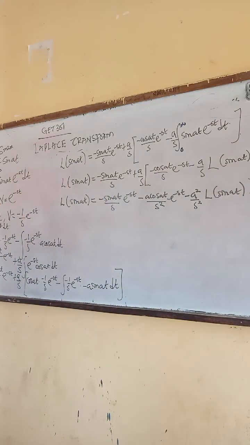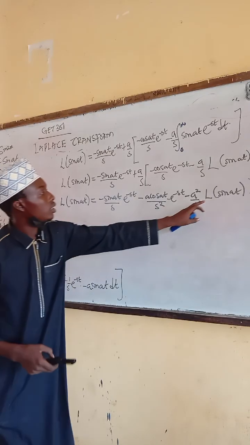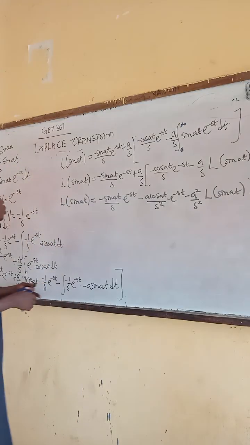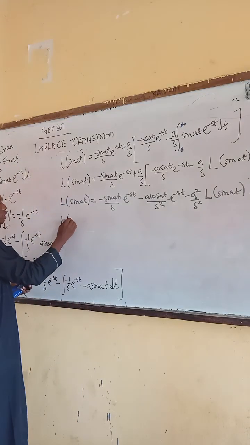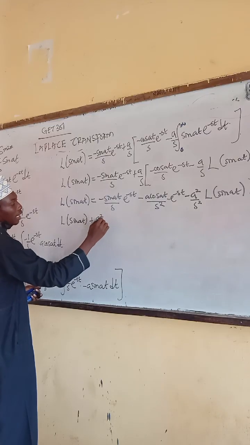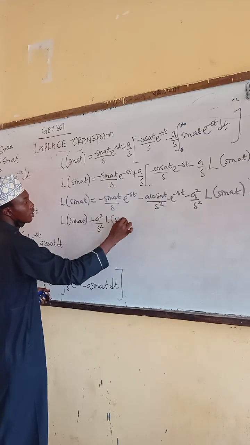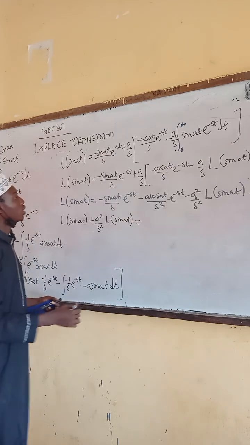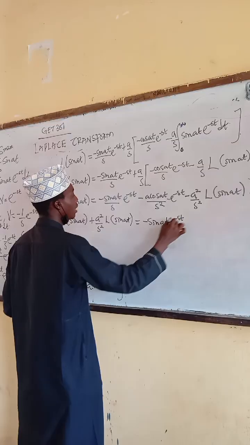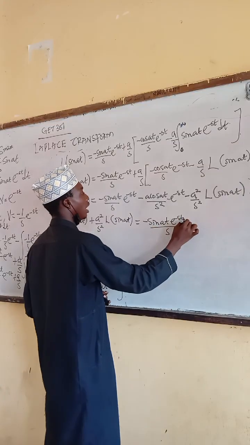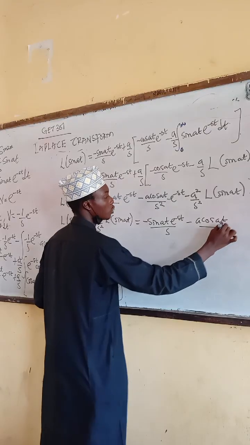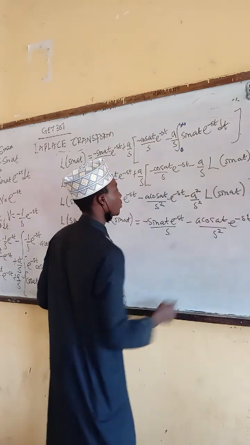Are you following? Now from this place, I can take all this to the other side. So we are going to have Laplace of sin(at) plus a square over s square, Laplace of sin(at), everything equals minus sin(at) exponential minus st, over s, right? Then minus a cos(at) over s square exponential minus st.